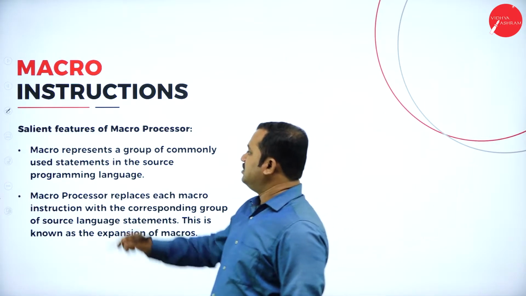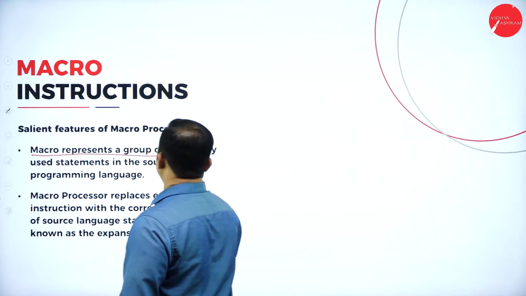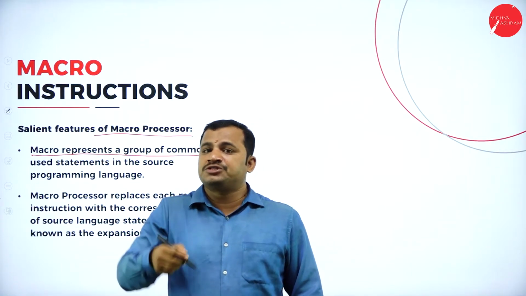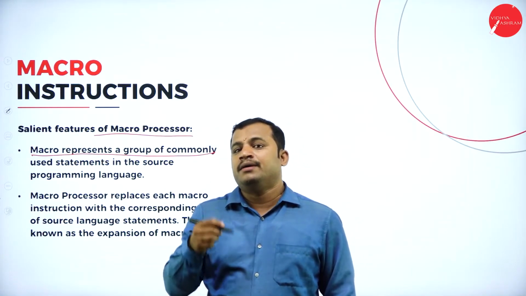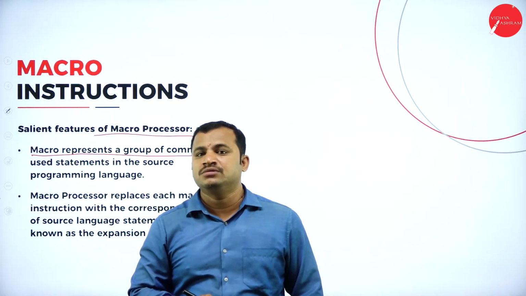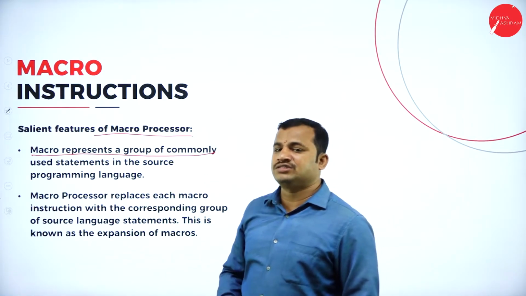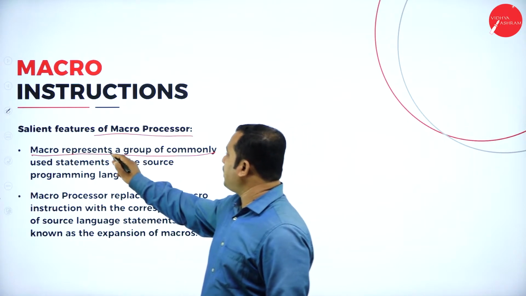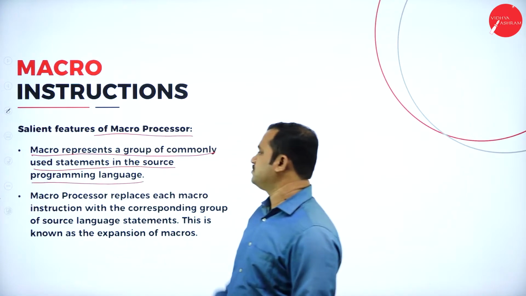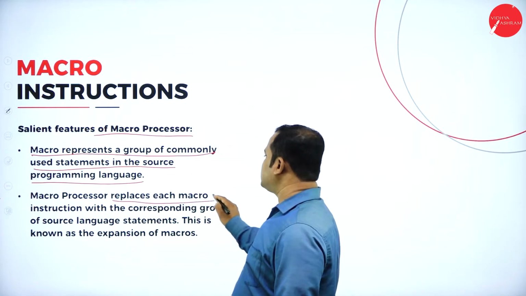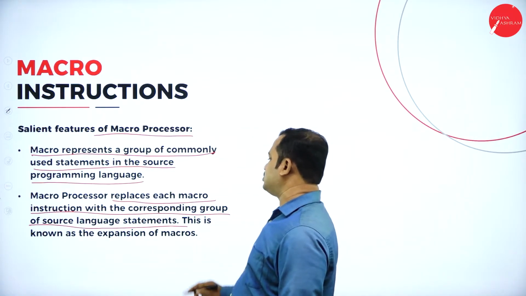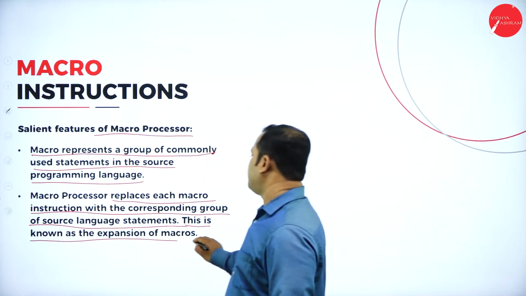In case of this, these macro instructions are processed by macro processors. Then, which is that salient feature that helps us to expand the source code and place every definition of macro in the place of the instruction? Macro processor. So let us see the salient features of that. Macro represents a group of commonly used statements in the source programming language. The macro processor replaces each macro instruction with the corresponding group of source language statements. This is known as the expansion of the macros.